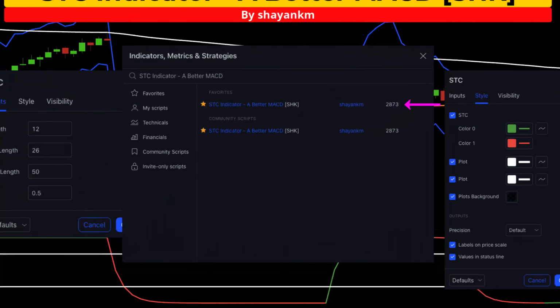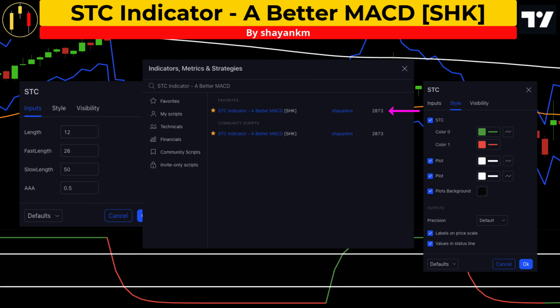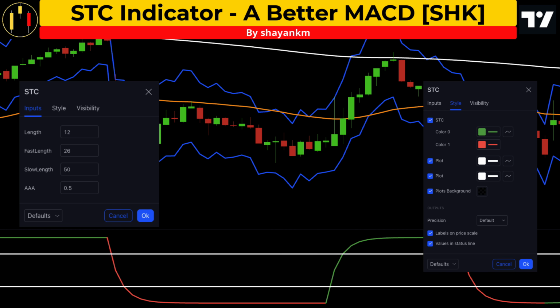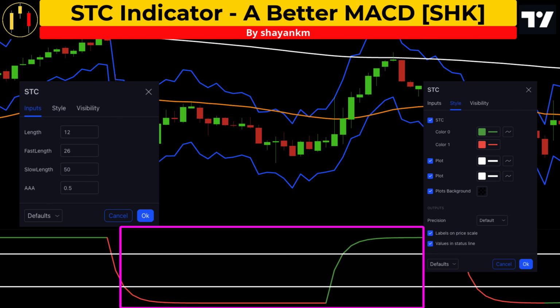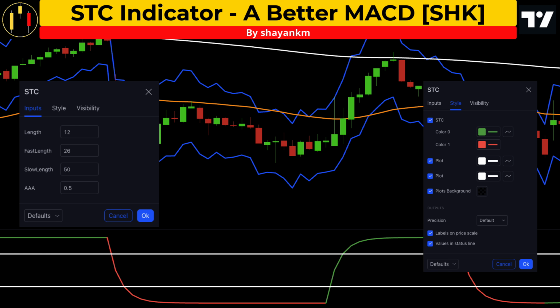The first study is called the STC indicator, a better MACD. Inputs will be kept at default, and I will make the lines brighter so you can see it better. The Schaff Trend Cycle is an indicator developed by Doug Schaff in 1999 and designed to identify buy and sell points in the market. The STC indicator adds the Schaff Trend Cycle to the MACD in order to get into trends earlier than a traditional MACD would.